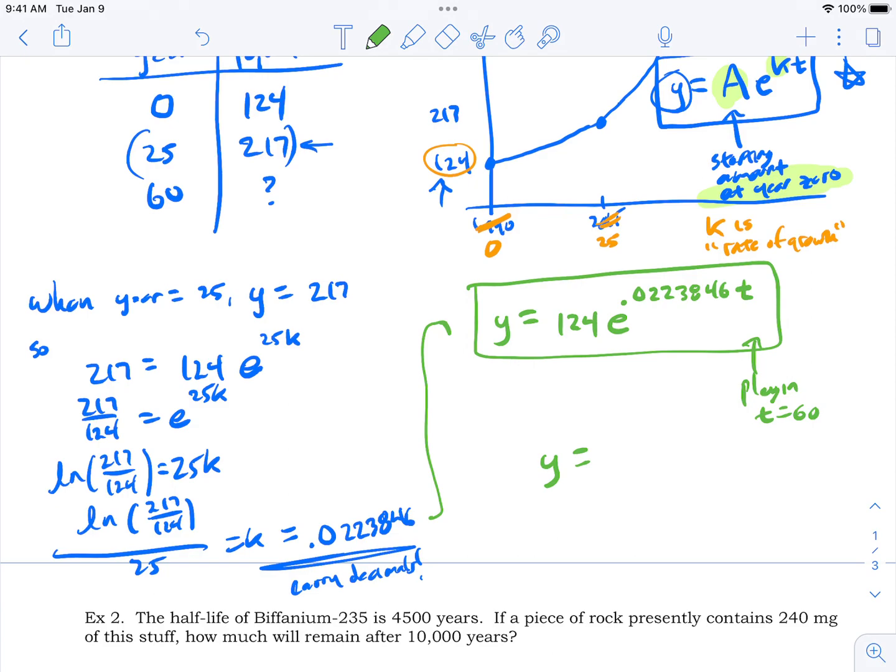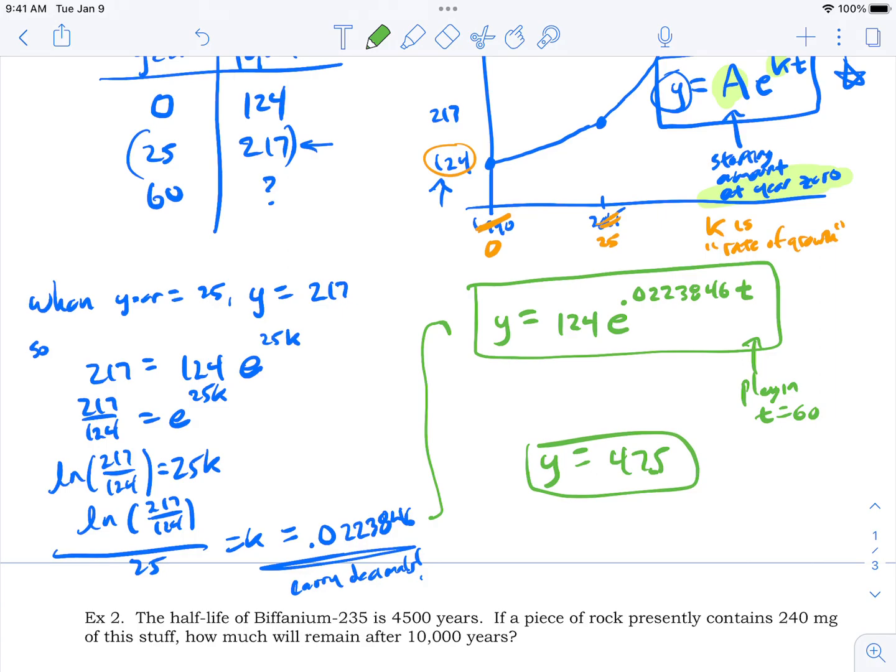0.0223846. I'm going to multiply that by 60, and I'm going to hit equals. Now I'm going to take E, which is a button on my calculator, and raise it to that power. Just use the answer key. Okay, and then I have to just multiply that by 124. And so I'm ending up with 475. If I round to the nearest person, it's 475.